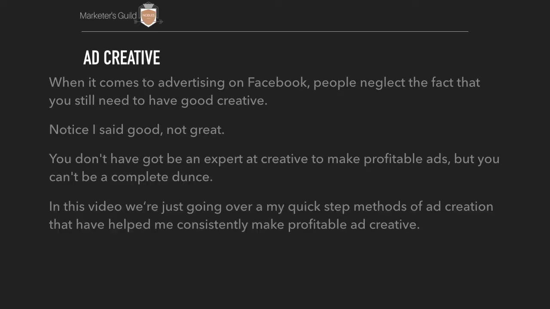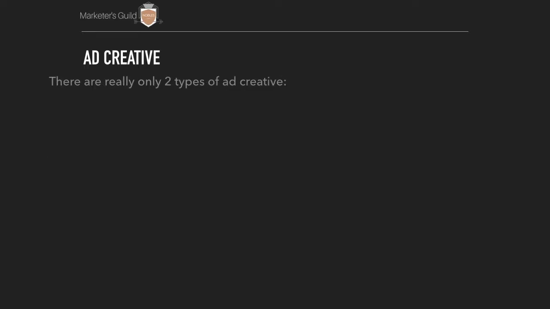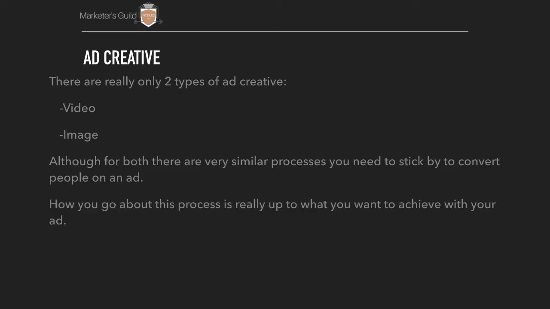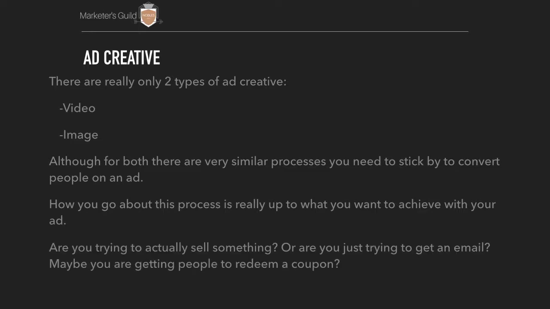And in this video, we're going to just basically go over my quick step methods for my ad creation that I do. And basically this helps me consistently make profitable ad creative and things like that. So there are really only two types of ad creative, and that's video and image. And although for both there are very similar processes you need to stick by to convert people on an ad. So how you go about this is really up to what you want to achieve with your ad. Like, are you trying to sell something? Are you trying to get an email? Are you trying to get people to redeem a coupon? Each of those things kind of calls for a slightly different approach.